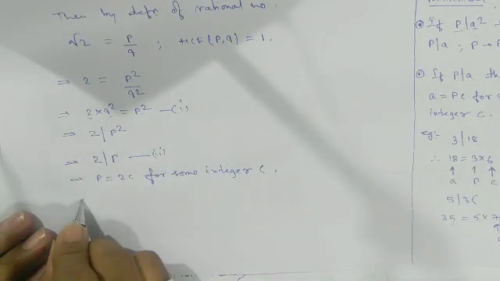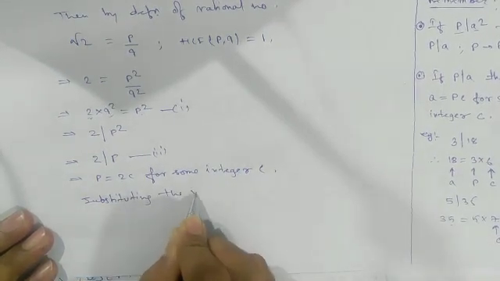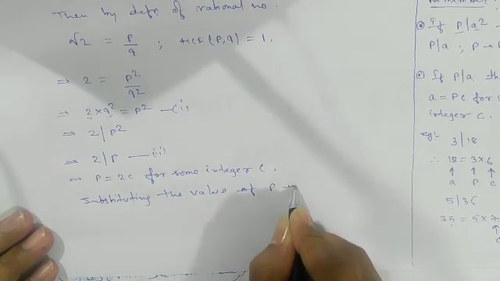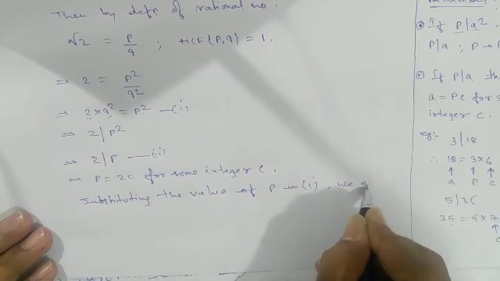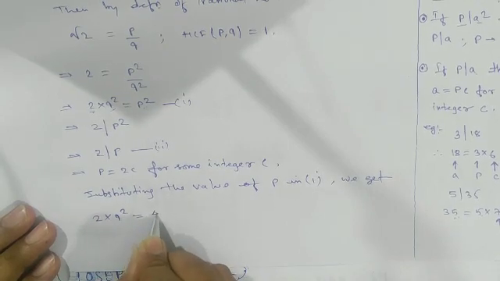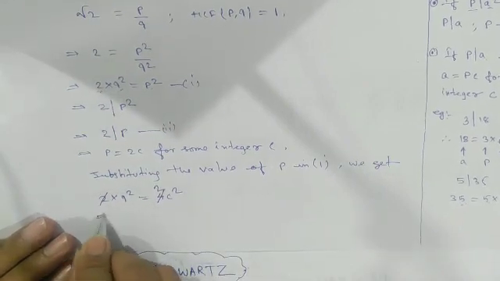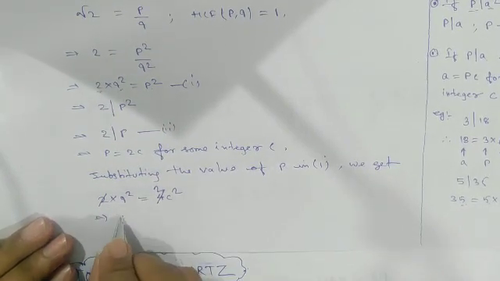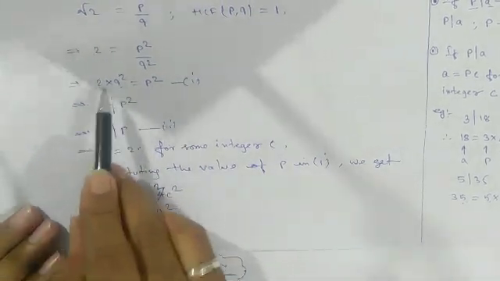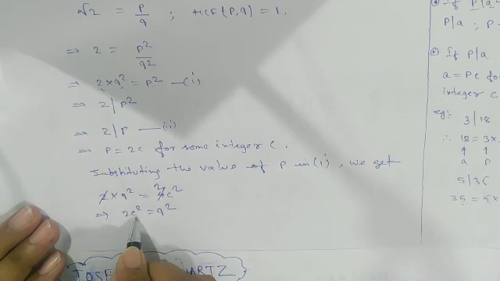Now substitute the value of p in equation 1. What do we get? 2 into q square equals 4c square. This 2 cancels, and it will give you 2c square equals q square. The way we did here, 2 into q square equals p square, here also we get the same thing: 2 into c square equals q square.